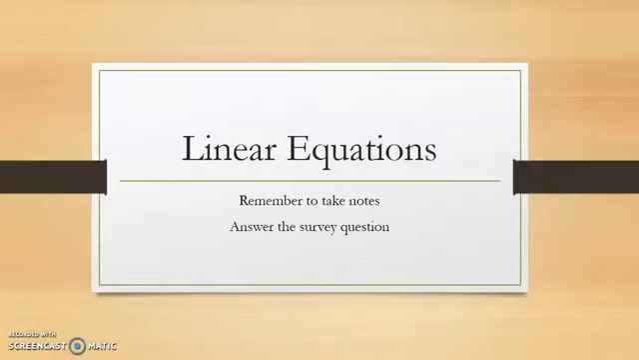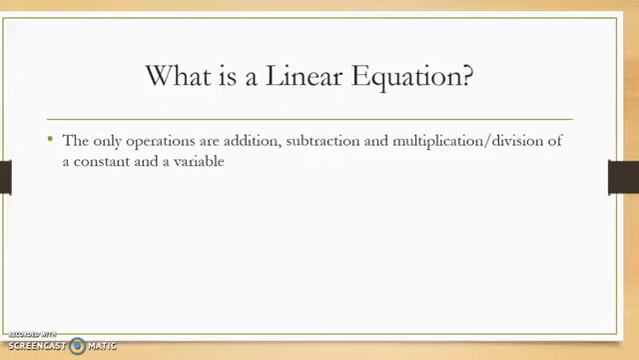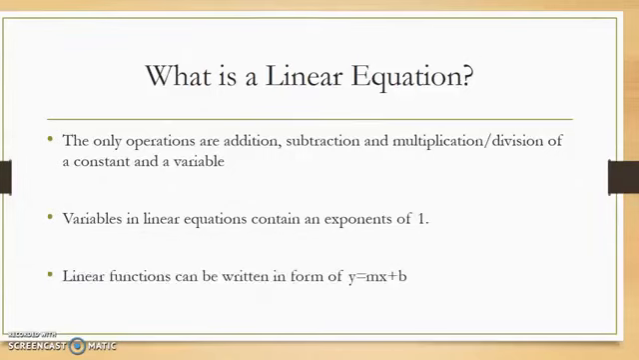So what is a linear equation? The only operation in a linear equation is addition or subtraction. We multiply and divide with constants only. We do not multiply two variables or divide two variables. So variables in a linear equation contain an exponent of 1. And linear functions can be written in the form of y equals mx plus b.